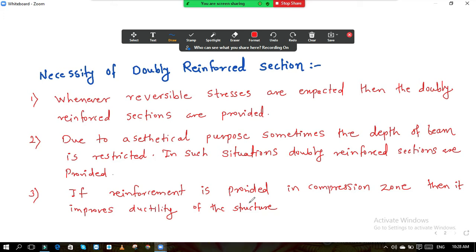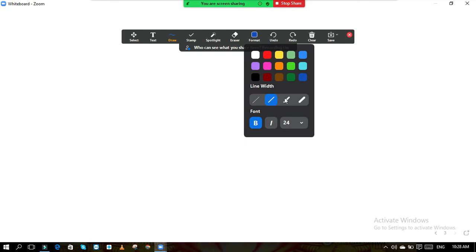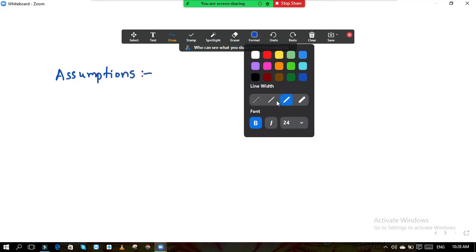Okay, so these are the most predominant reasons because of which we provide the doubly reinforced section. There are two basic assumptions in this section, so let us look at those assumptions also. You write down these points. These are the important points. Now the next thing is the assumptions. There are many assumptions, but I will give you the important ones.